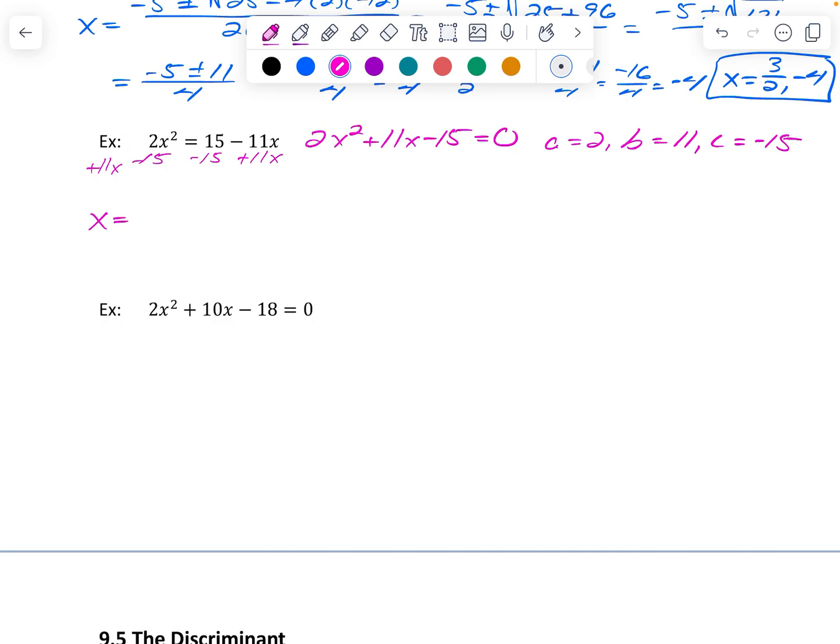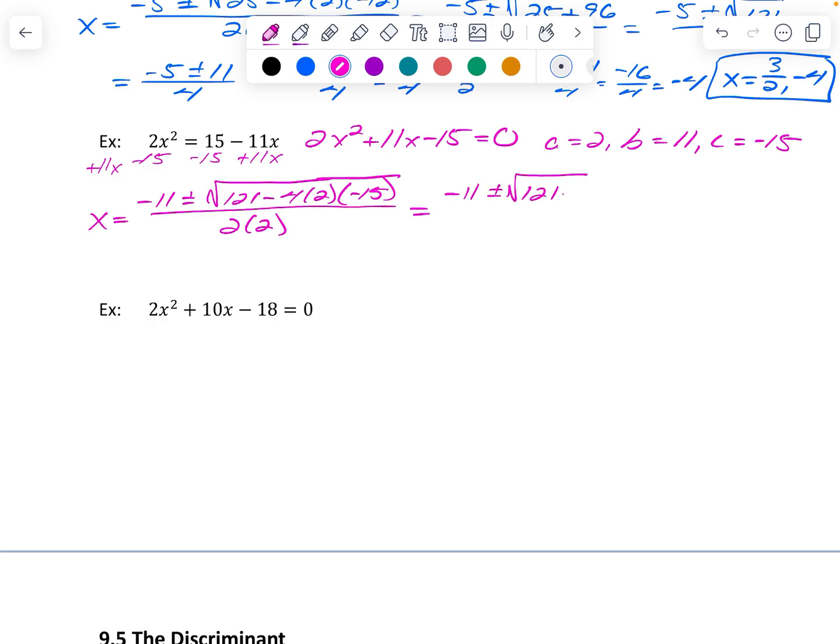And we plug in x equals opposite of b plus or minus the square root of b squared minus 4ac all over 2a. There we go. So simplifying, negative 11 plus or minus the square root of 121 plus 120 all over 4, which is negative 11 plus or minus the square root of 241 over 4. Now, you might think, oh gosh, there's a square root.